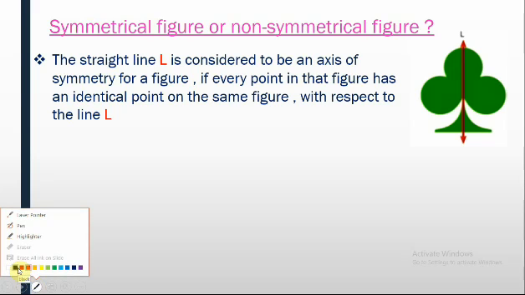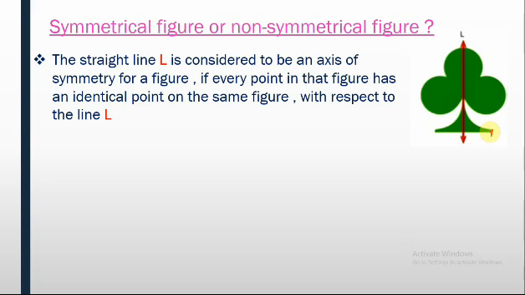How? Let's see it very carefully. If we said maybe I can take this point here. It is on the right of the line. Does it have an identical point on the left? Yes. Point here and point here. So we can say that L is an axis of symmetry. But only for one point? No, for all the points. Every point on the right is supposed to find an identical one on the left.